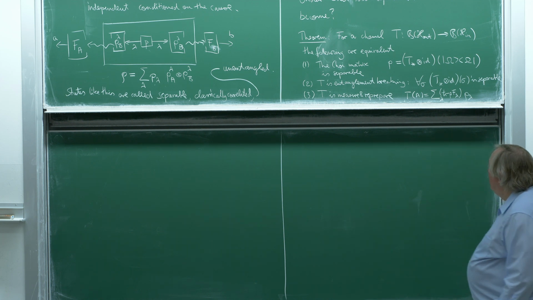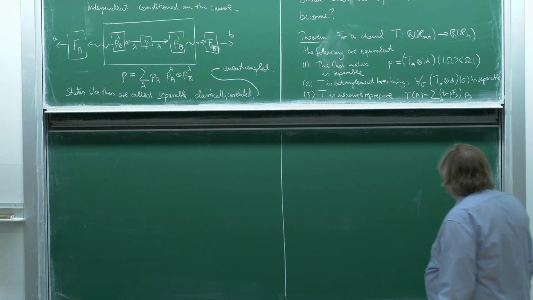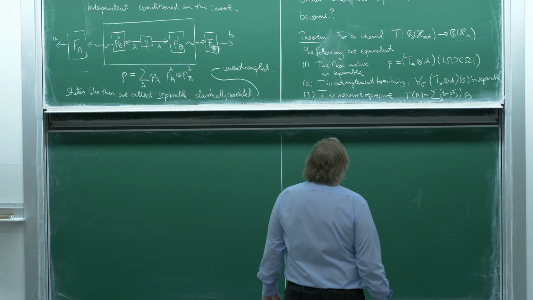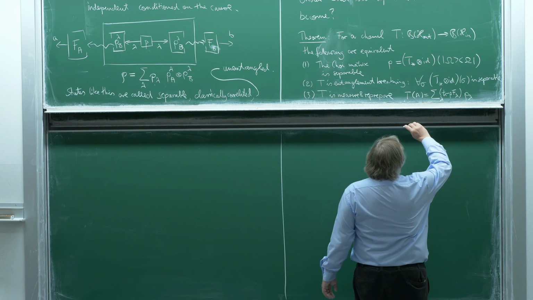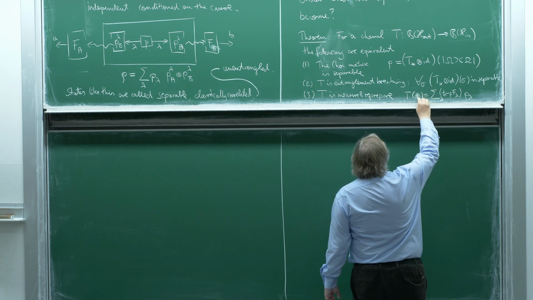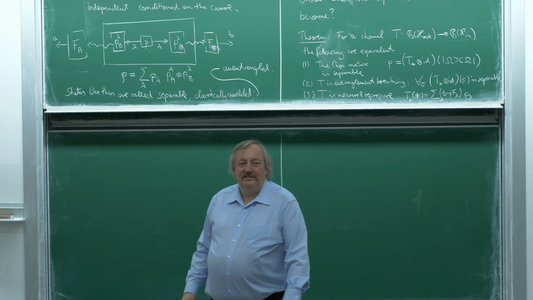Okay, let's do this. In point 3, the channel is given in the Schrödinger form. What is the A here? It's supposed to be the rho, right? Thanks.